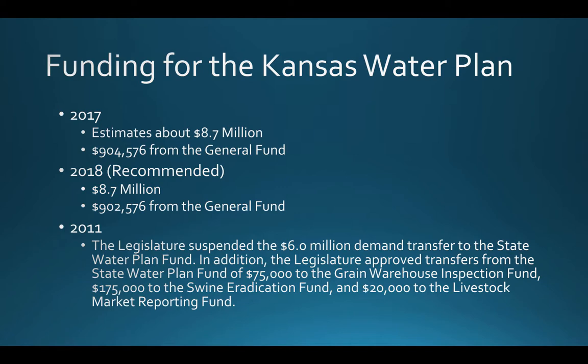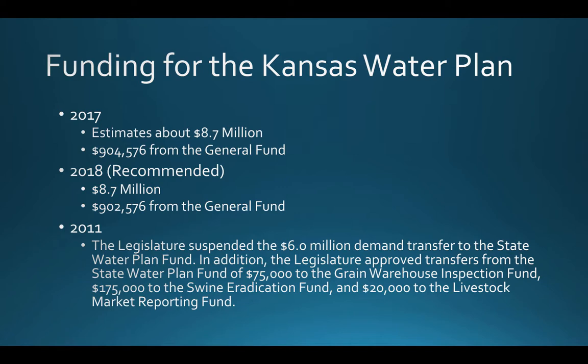Now, where these numbers are a little shaky and have changed is if we go back to 2011. This is when the Kansas State Legislature suspended a $6 million demand transfer to the State Water Fund. That demand transfer was supposed to be matching funds that the state was supposed to put in, matching some of the funds that were collected through municipalities. The state legislature suspended that transfer, and on top of that, they transferred money from the state water plan to other funds within the state that they were supposed to fund. They took $75,000 and put it into the Grain Warehouse Inspection Fund, $175,000 into the Swine Eradication Fund, and $20,000 into the Marketing Reporting Fund, which have never been replaced.